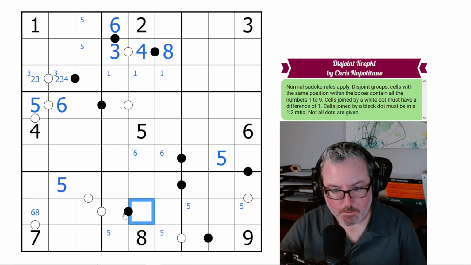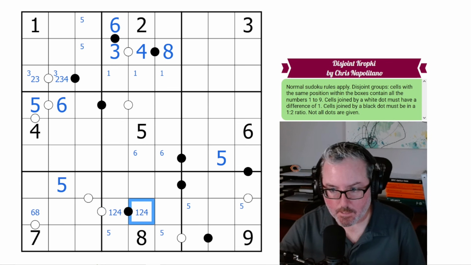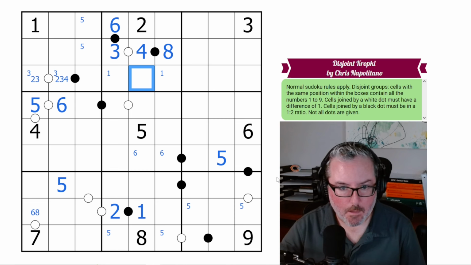So if I put a 3 or a 6 here, I'd have nothing to put here. So we've ruled out 3, 6, and 8. So we're down to 1, 2, and 4. Now, this can't have a 2 or a 4, because we've got 2 and 4 looking at it. So this has to be 1. This has to be 2. Now, if this is 1, we can get rid of our 1 mark here.